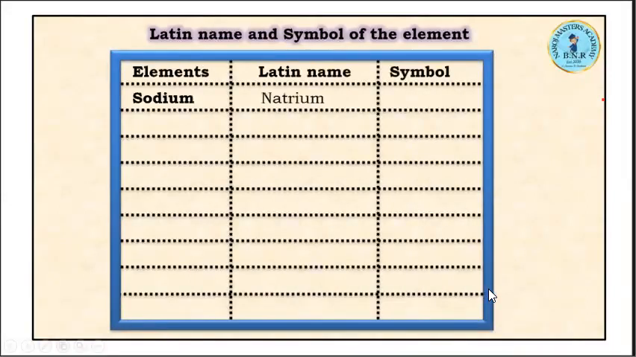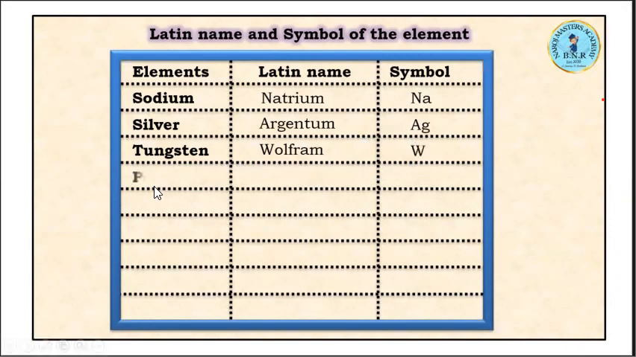Please note down all these. Sodium, natrium, symbol Na. Silver is argentum, symbol Ag. Next, tungsten is wolfram, symbol W. Then potassium, symbol K, Latin name kalium. Copper we know very well as cuprum in Latin. Its symbol is Cu. And next is gold.